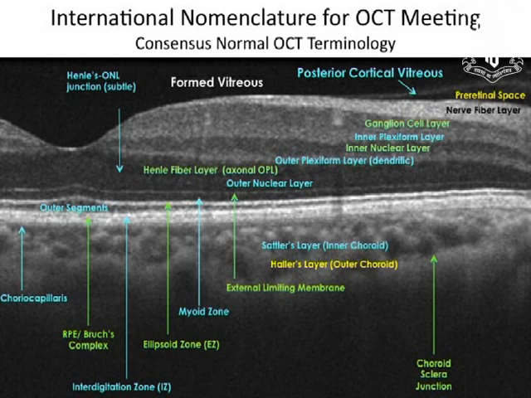This beautiful line here is the external limiting membrane. This junction, which we used to call outer photoreceptor, is now changed to myoid zone. The IS-OS line is being called the ellipsoid zone. Then is the interdigitation, outer segments, interdigitation zone, choroid and sclera. This is so that we are all on the same platform when we are talking about the terminology.